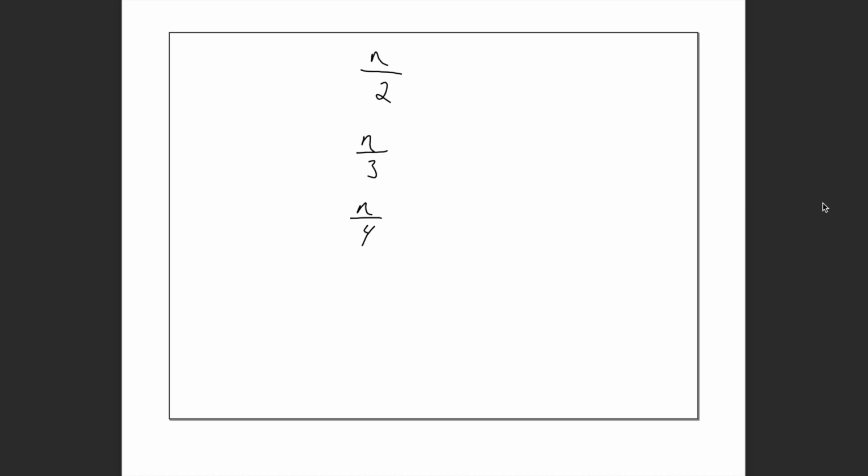Now, what about if we have fractions? Well, what's in front of n here? Well, we have to include the entire fraction. We can rewrite this. n over 2 is the same as saying 1/2 times n. So in this case, the coefficient is 1/2. n over 3, 1/3 times n. So the coefficient is 1/3. n over 4, 1/4 times n. So the coefficient is 1/4.